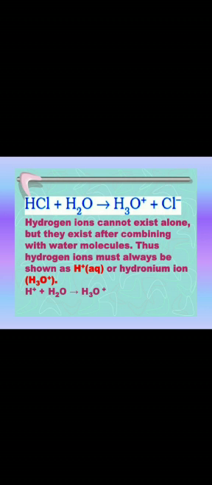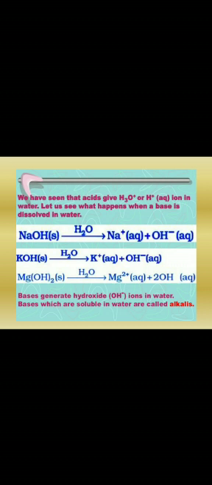HCl plus water gives H3O+ plus Cl-. Hydrogen ions cannot exist alone, but they exist after combining with water molecules. Thus, hydrogen ions must always be shown as H+ or hydronium ion, that is H3O+. We have seen that acids give H3O+ or H+ ion in water. Let's see what happens when a base is dissolved in water.